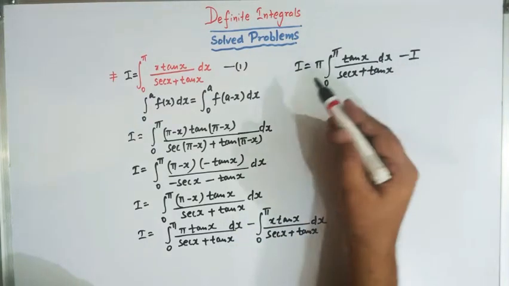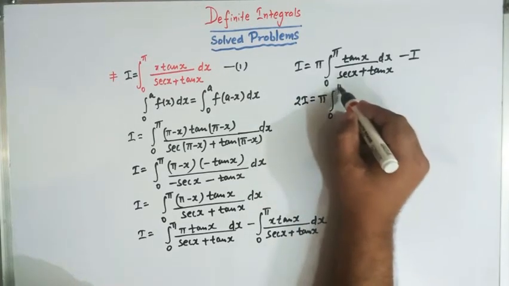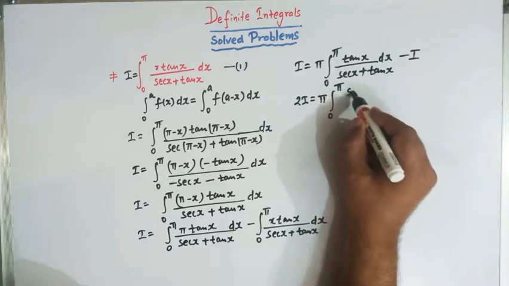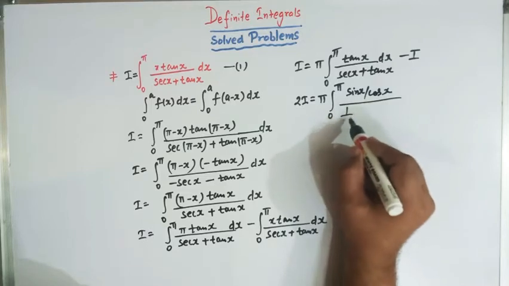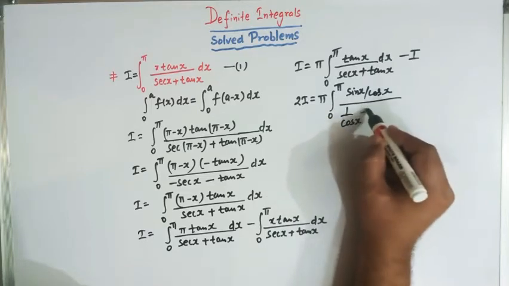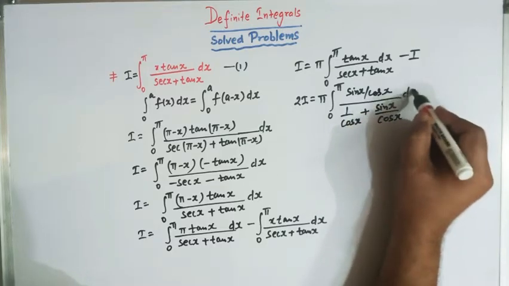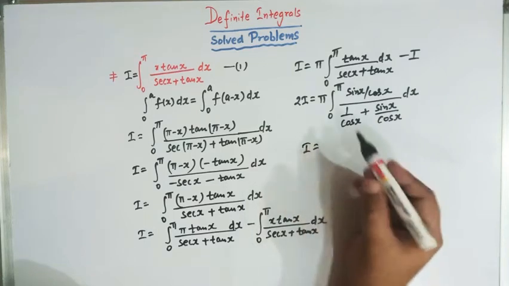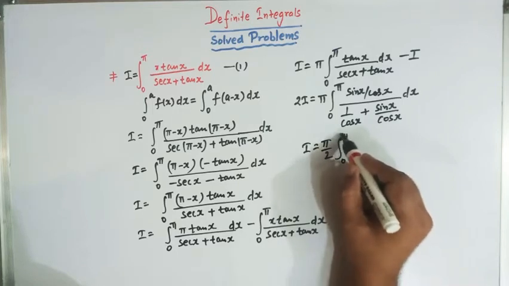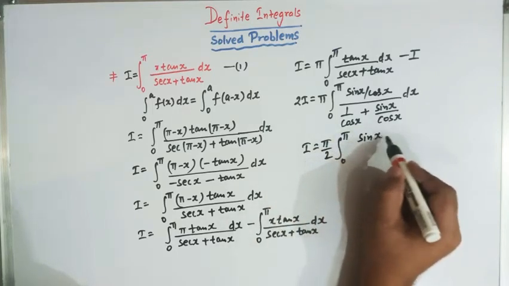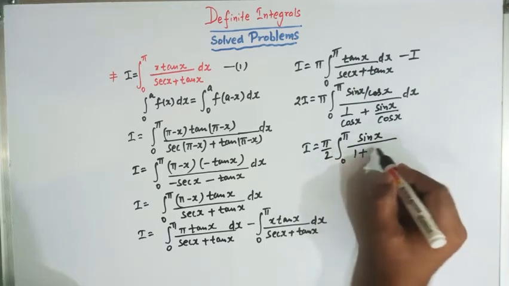So taking this I to this side, we have 2I equals pi times the integral from 0 to pi, and tan x can be written as sin x divided by cos x, divided by 1 over cos x plus sin x over cos x, and this is sin x divided by cos x. So viewers, this becomes I equals pi by 2 times the integral from 0 to pi of sin x over 1 plus sin x.